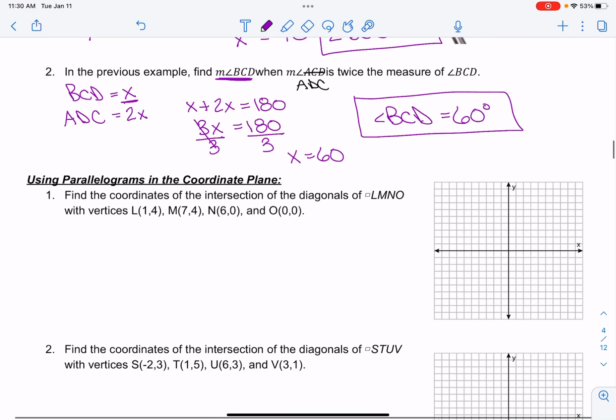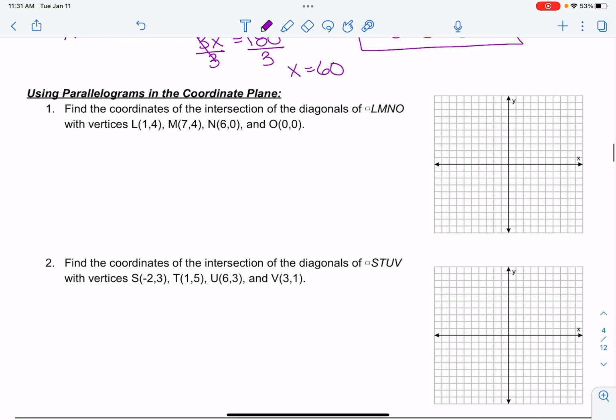All right, and then the last thing that we have to go over today, a lot of you had questions about this on Tuesday, is the diagonals of a shape. So that was kind of new to you guys, and this will hopefully make more sense from Tuesday. So it says, find the coordinates of the intersection of the diagonals of parallelogram LMNO with vertices at (1, 4), (7, 4), (6, 0), and (0, 0).